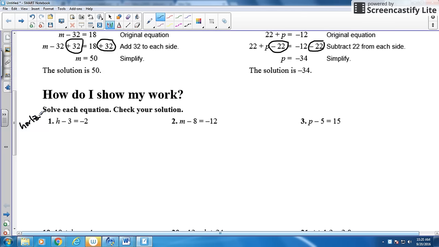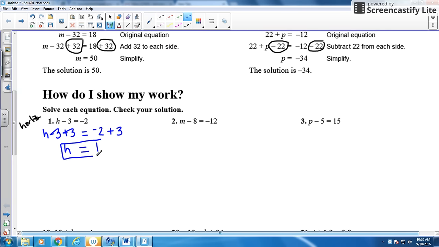I believe this might be the way Mr. Curvin teaches you how to do it. So if we have this equation, we would start by rewriting the left-hand side, and then I would be adding 3 on both sides. So I add 3 on both sides, and I'm doing it horizontally. Well, negative 3 plus 3 is 0, so I have h. Negative 2 plus 3 is 1, so h equals 1.